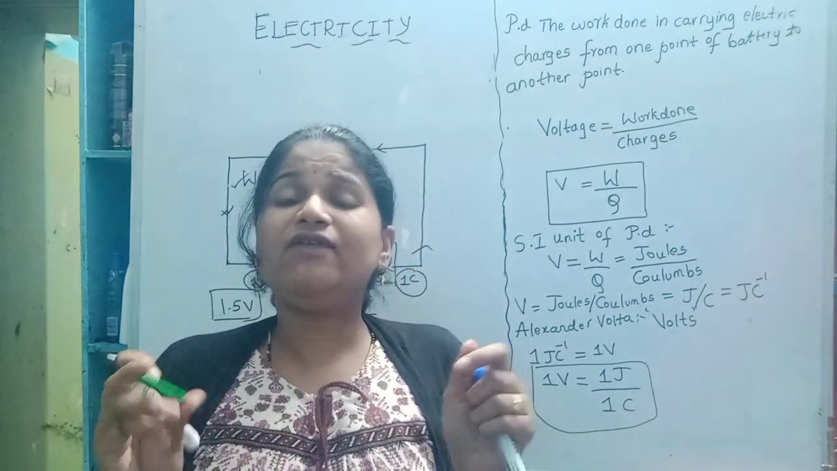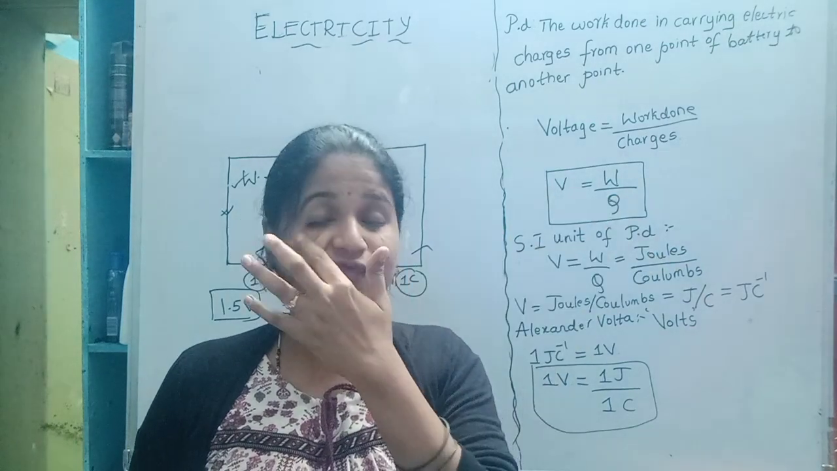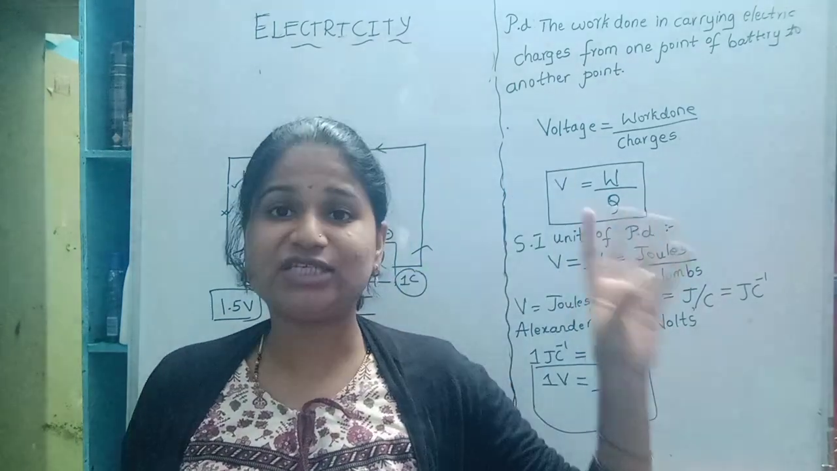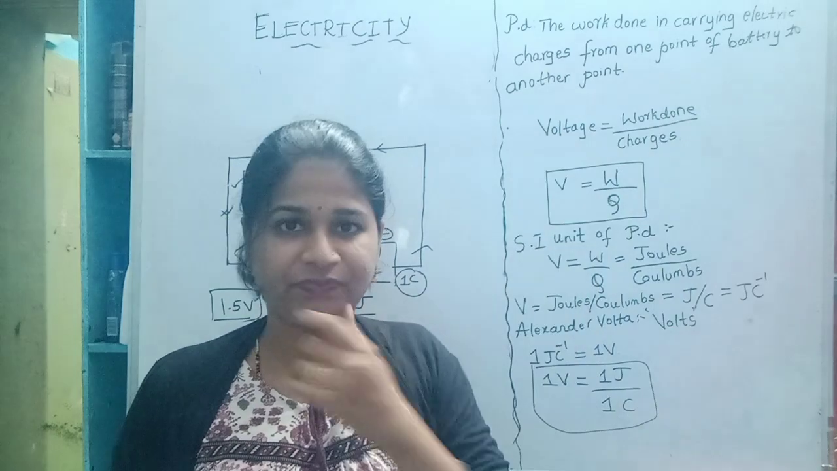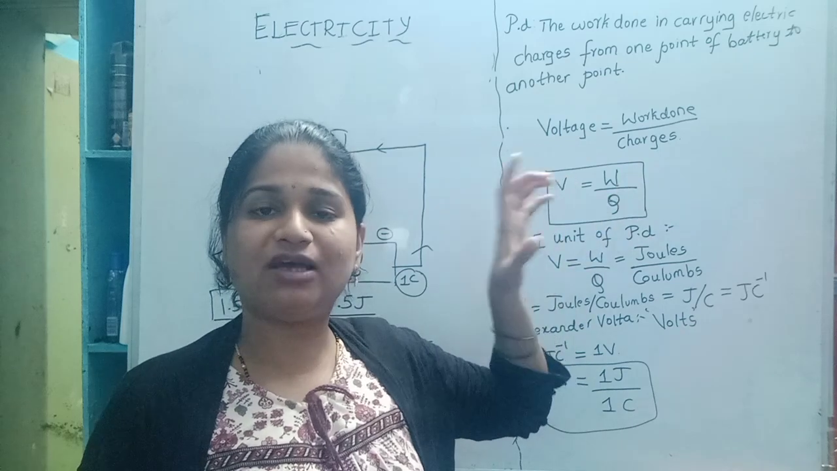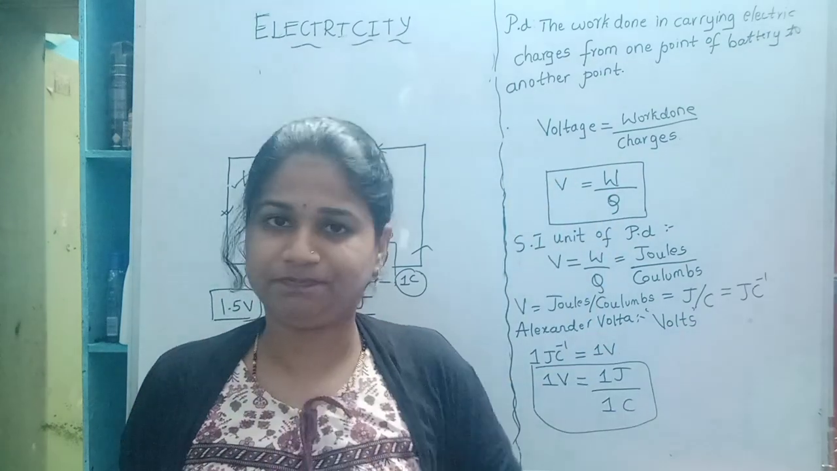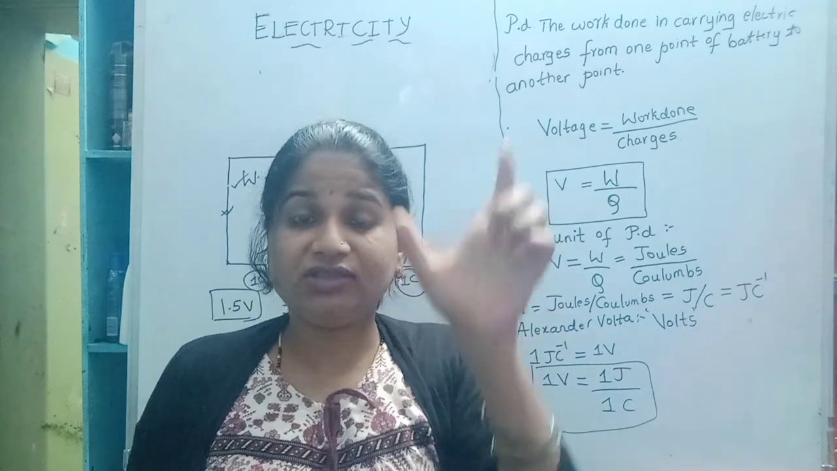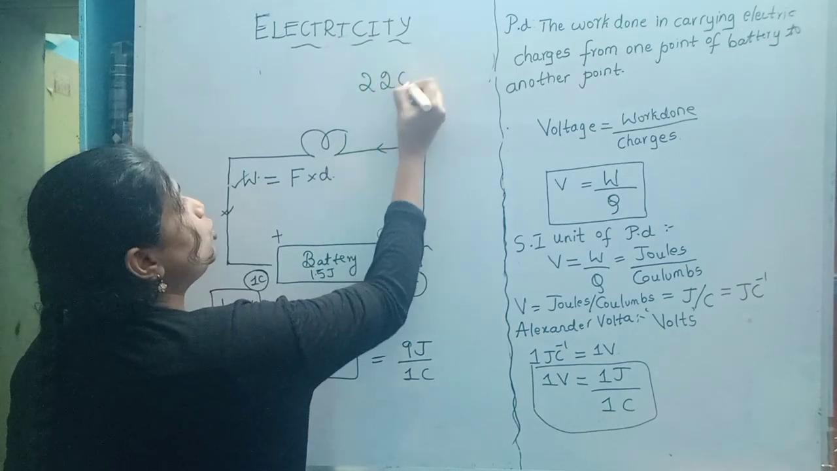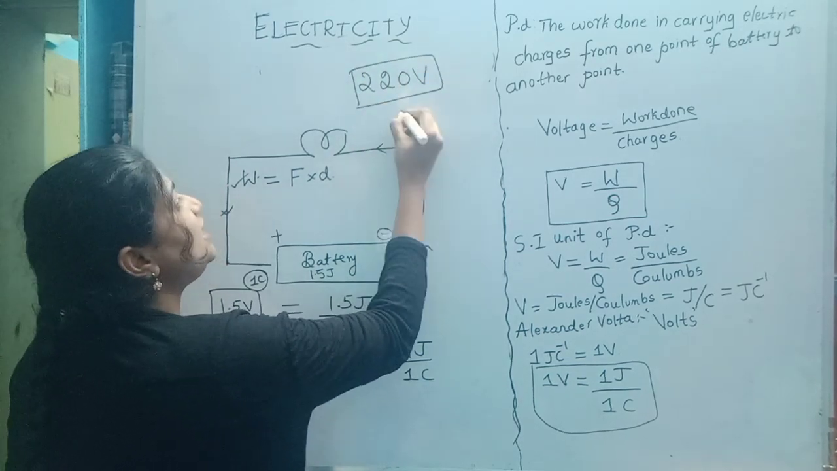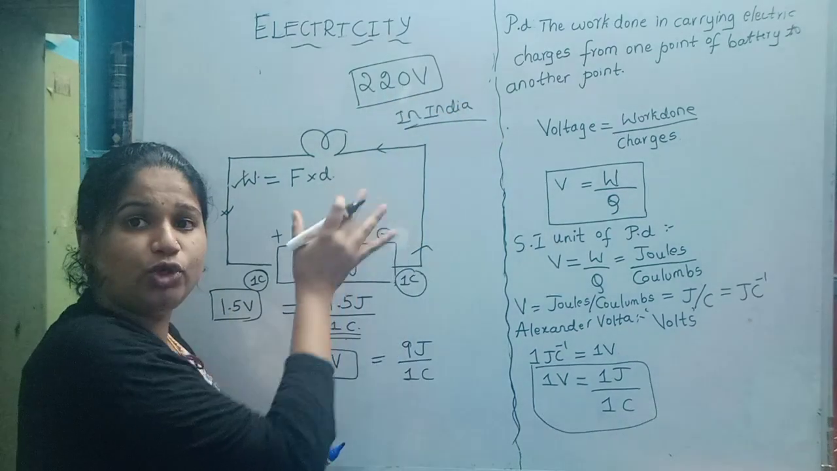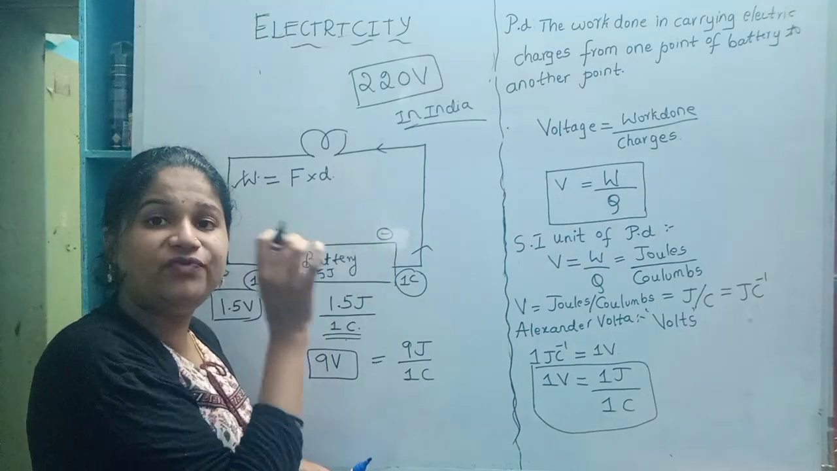Now, in all our houses we can find the mains, from which the other connections of wires are connected, that is, the lights and fans are connected to that mains only. Whenever there is a power cut, you will get to know that there is no power. That mains will have a voltage of around 220 volt. So in India we have 220 volt for the mains of each and every house.